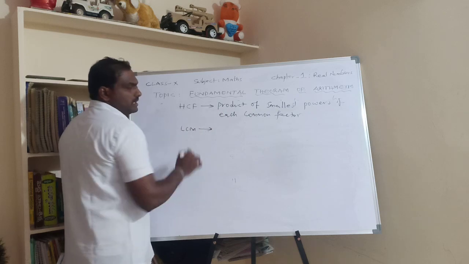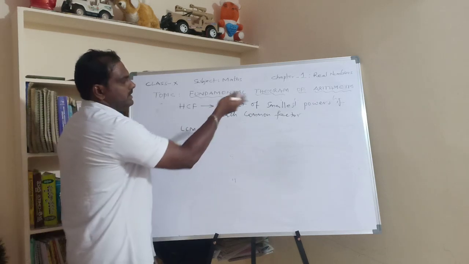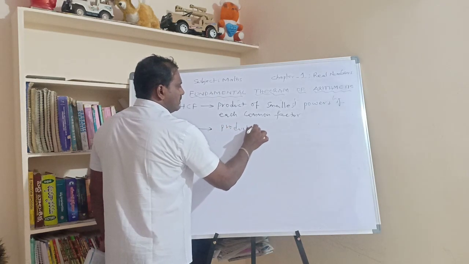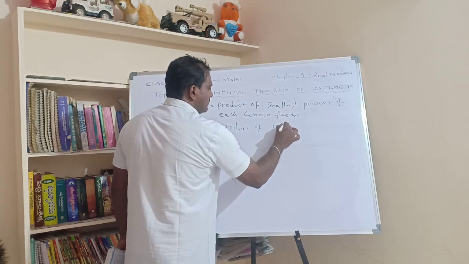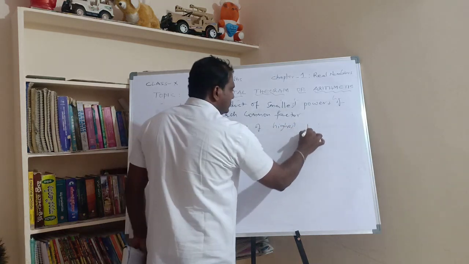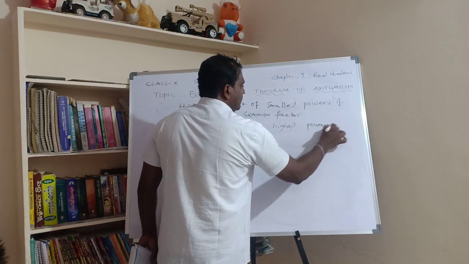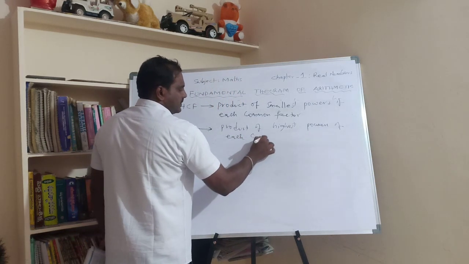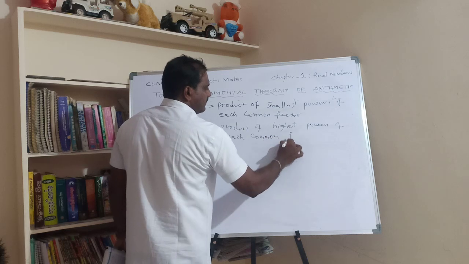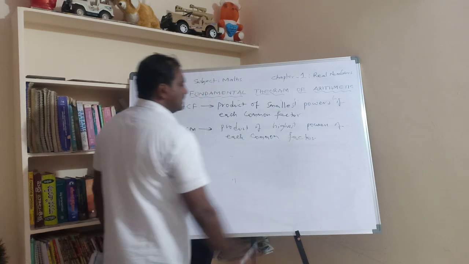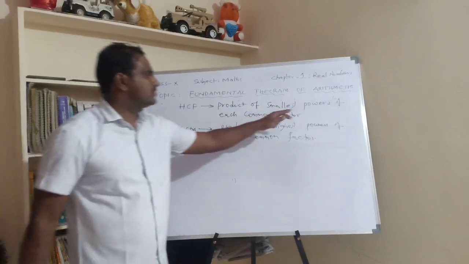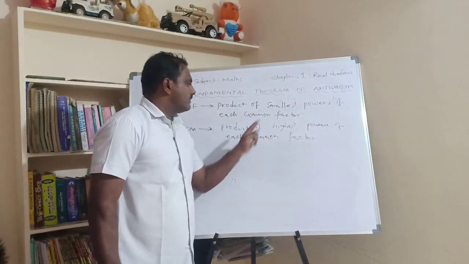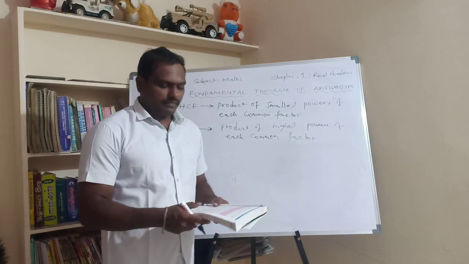LCM is least common multiple. Here what we have to take? Reverse we have to take. What is that? Product of highest powers of each common factor. So for HCF, what we have to check? Product of smallest powers of each common factor. And for LCM we have to take the product of highest powers of each common factor.